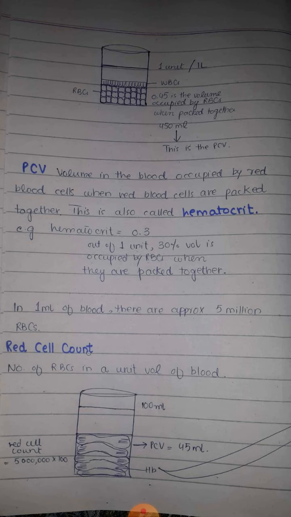Next we have the red cell count. Red cell count is defined as the number of red blood cells per unit volume of the blood. We know that in 1 ml of blood we have 5 million red blood cells. So when the amount of blood increases, obviously the number of red blood cells also increases. We can simply find out the number of red blood cells by multiplying the 5 million red blood cells by the volume of the blood we have. For example, if we have 100 ml of the blood, then the number of RBCs will be 5 million multiplied by 100 ml. In this way we can find out the red cell count.